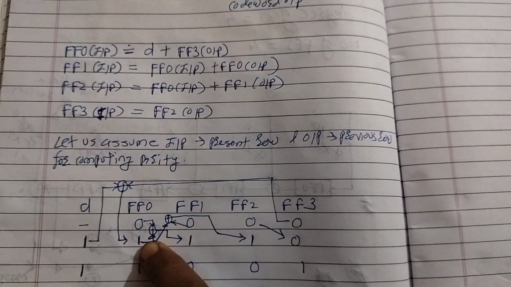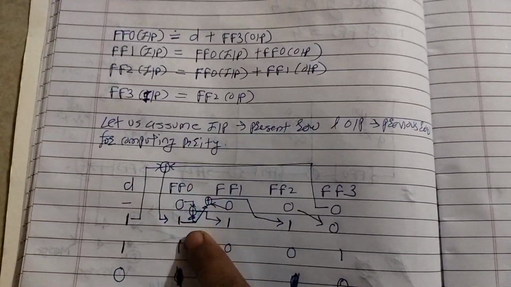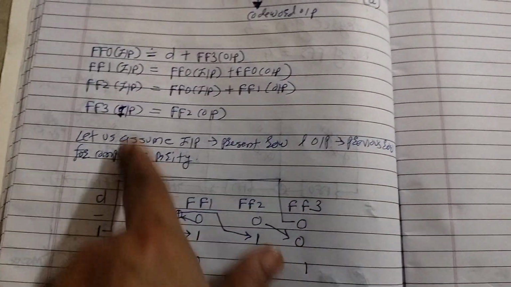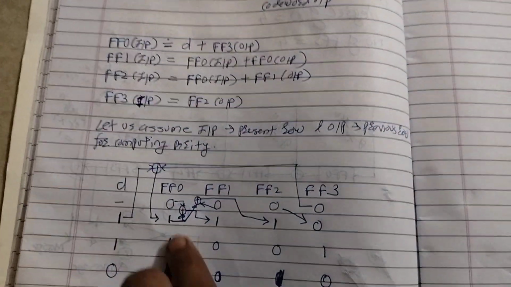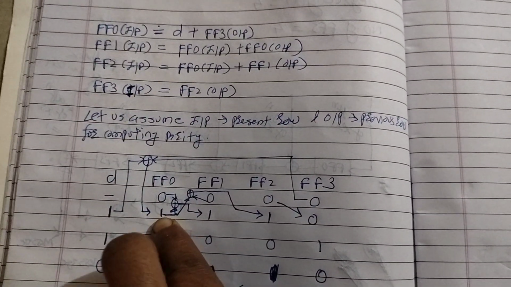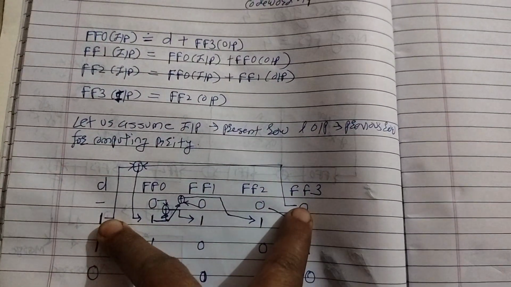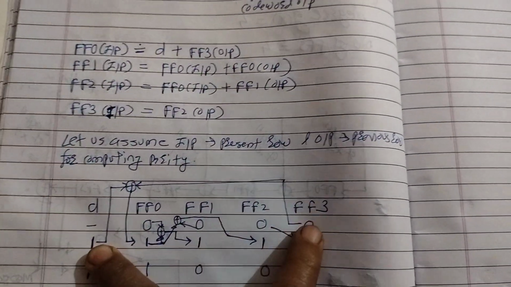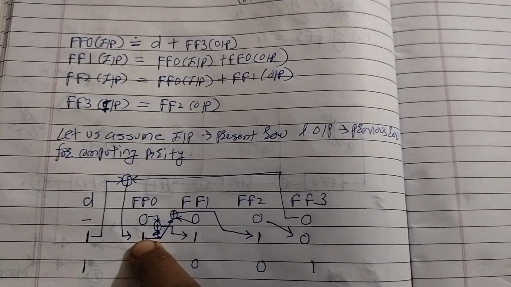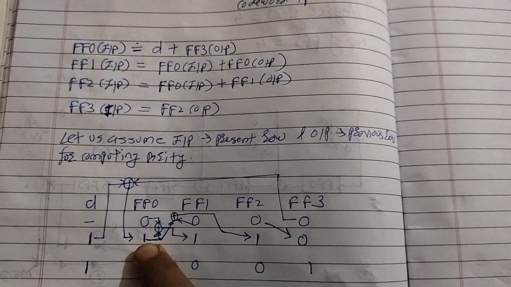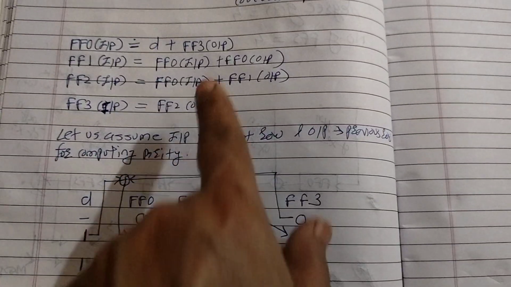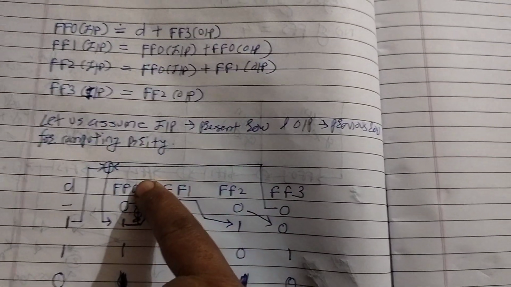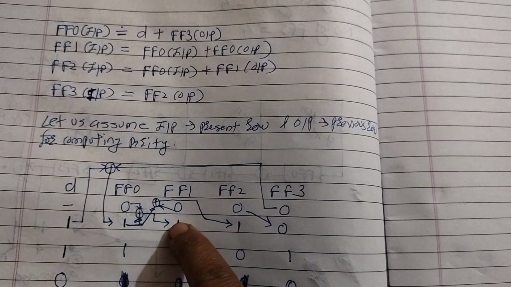Now flip-flop 0 input, this input means present row, this you are calculating as the input. So these equations you have to use. Flip-flop 0 input is equal to D plus flip-flop 3 output, meaning previous row. So 1 plus 0 is equal to 1. We have written it here, flip-flop 0 input. Now what is flip-flop 1 input? That is flip-flop 0 input and flip-flop 0 output. Flip-flop 0 input is present row 1 plus flip-flop 0 output, meaning this row 0. So 1 plus 0 is 1.